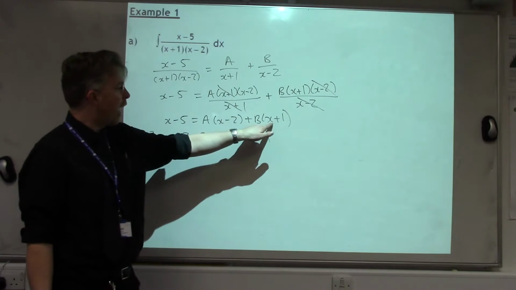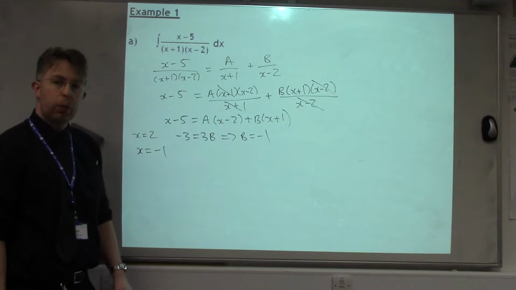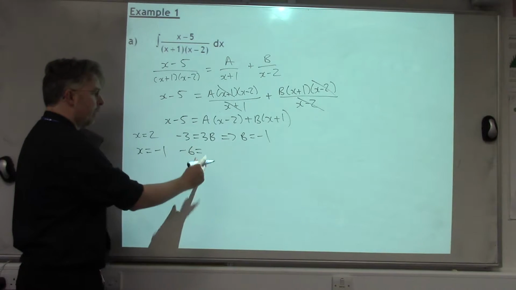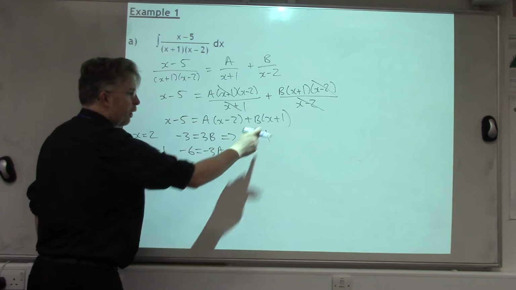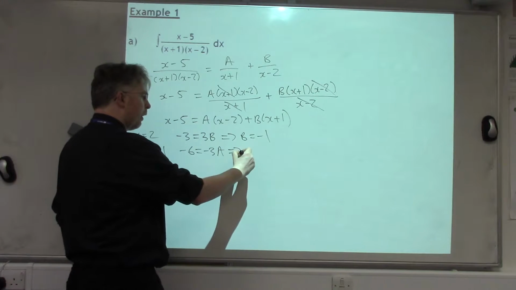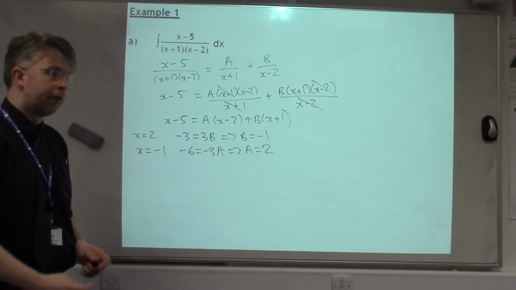Looking at the other bracket, x plus 1 equals 0, so a convenient value would be minus 1. Stick into this side, minus 1 minus 5 is minus 6, minus 1 minus 2 is minus 3A, minus 1 plus 1 is 0 as required. Divide by the minus 3. And A is equal to 2.